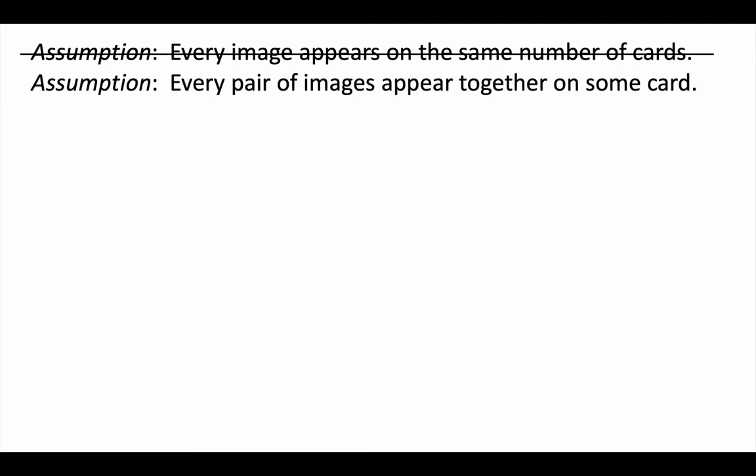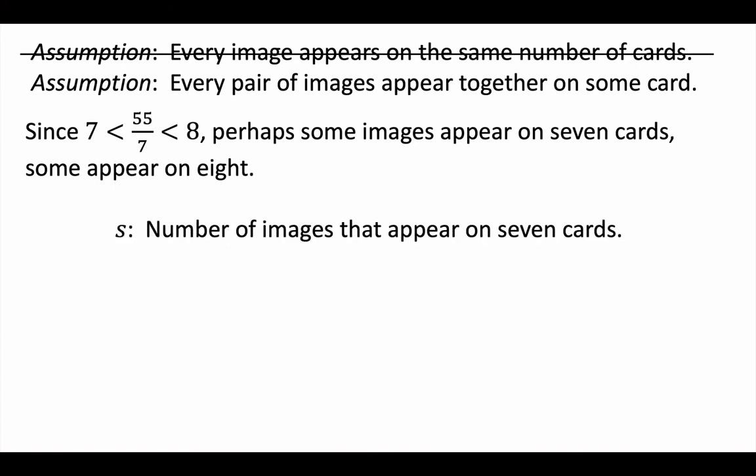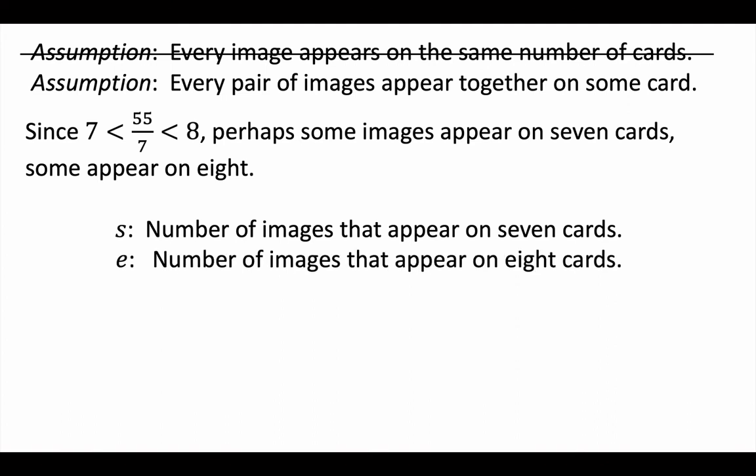Well, let's reflect on our number. 55/7 is a number between 7 and 8, pretty darn close to 8. Maybe some images appear on 7 cards, some of them appear on 8 cards. I hate to do this, but we'll introduce a couple more variables. We'll let S be the number of images that appear on 7 cards, and E be the number of images that appear on 8 cards, and we can establish an equation very similar to what we've done before.